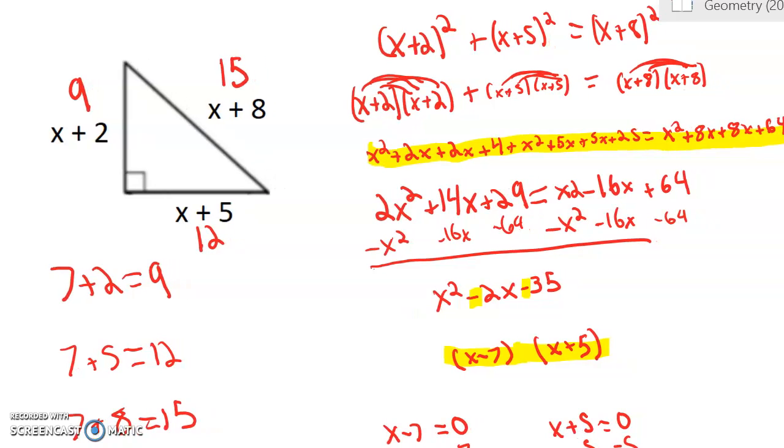And then you want to go back to your triangle, and you want to plug in your new variable, 7, for the x's. So you do 7 plus 2, 7 plus 5, 7 plus 8. And you get your final answer of the length of the sides, which are 9, 12, and 15.